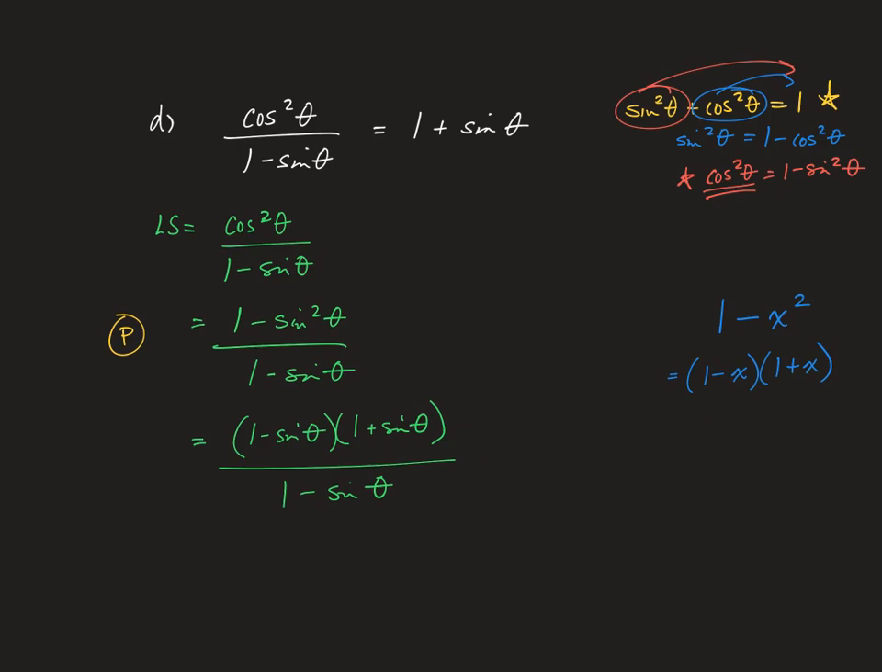Why does factoring become useful? Because now, how many terms are on top? 1. That means I can divide out common factors, and I notice that on top and bottom, I have a 1 minus sine theta factor. When I divide out that common factor, that's going to leave me with 1 plus sine theta. And notice, that was my right side, and so my left side equals my right side.